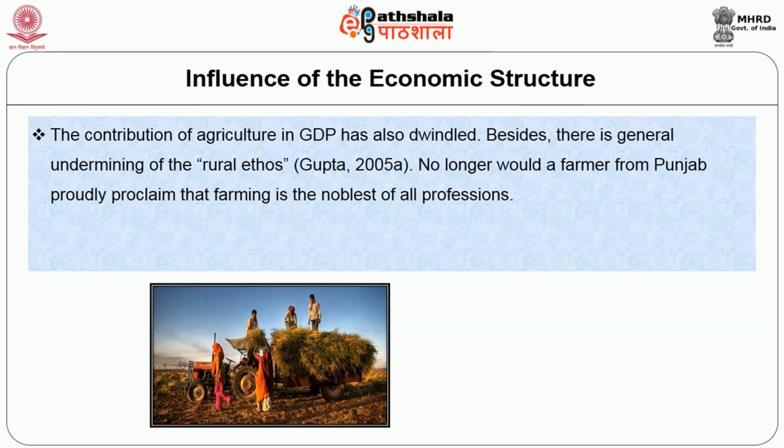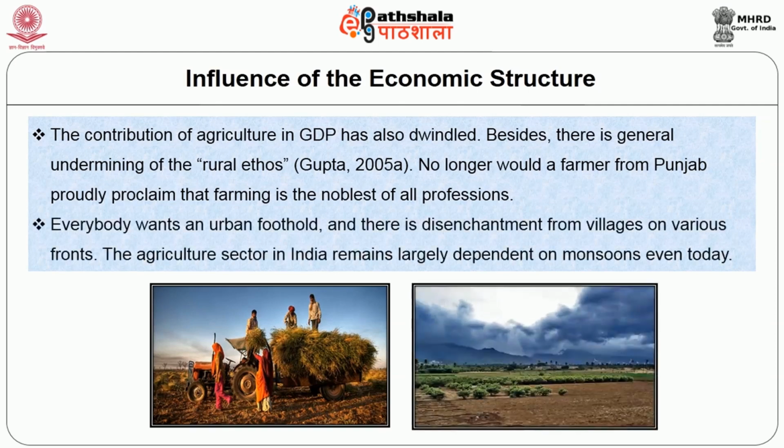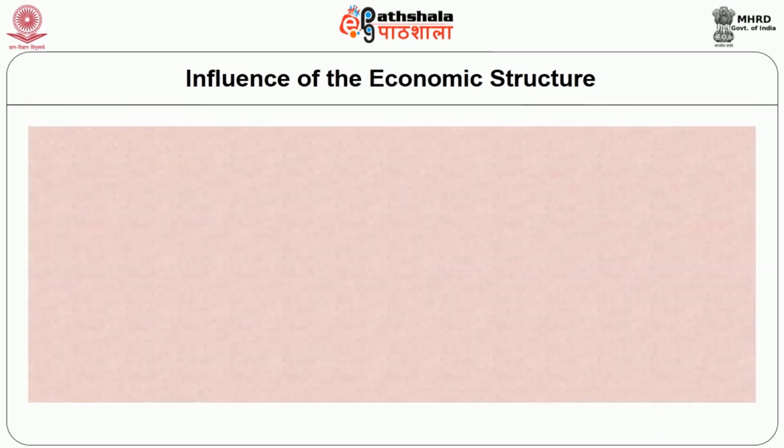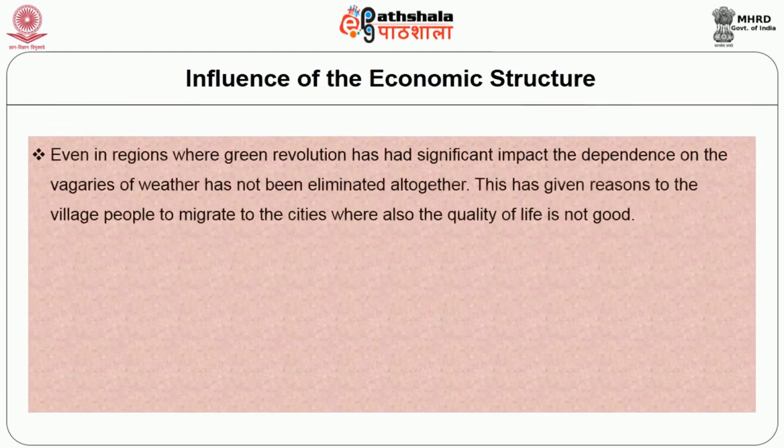Besides, there is a gradual undermining of the rural ethos. No longer would a farmer from Punjab proudly claim that farming is the noblest of all professions. Everybody wants an urban foothold, and there is disenchantment with villages on various fronts. The agriculture sector in India remains largely dependent on monsoons even today. Even in regions where the green revolution has had a significant impact, the dependence on vagaries of weather has not been eliminated altogether. This has given reasons to the village people to migrate to cities, where the quality of life is also not so good.